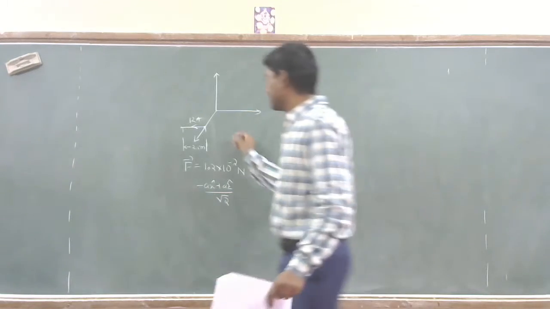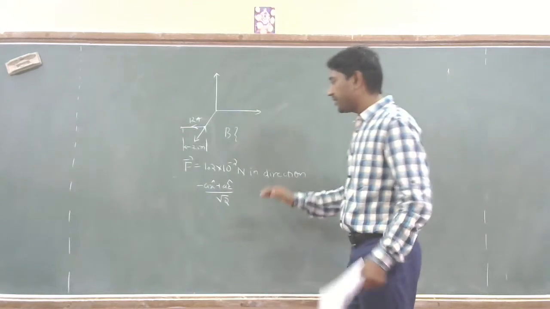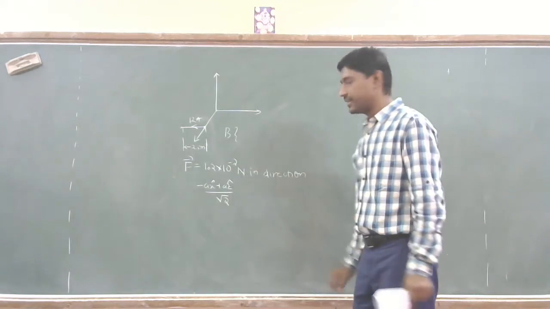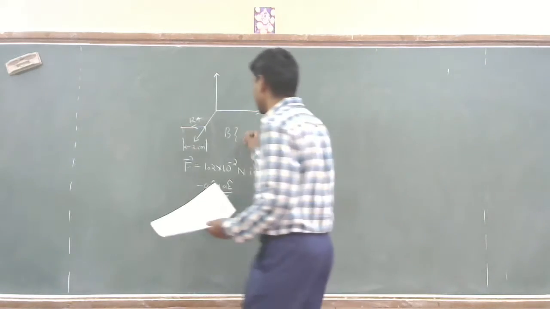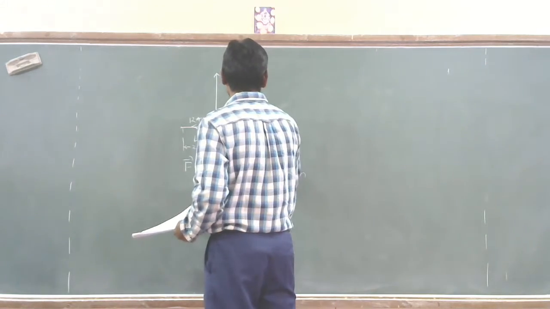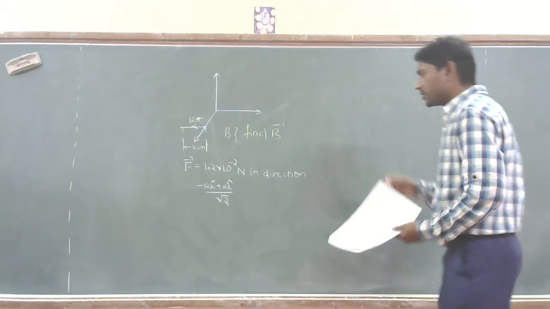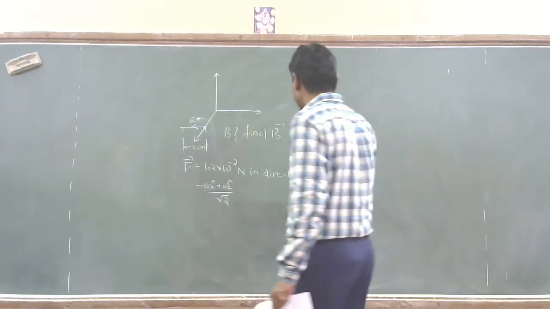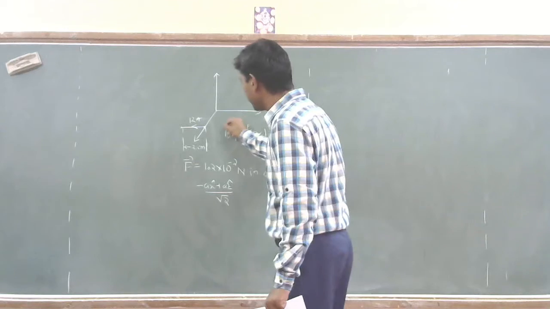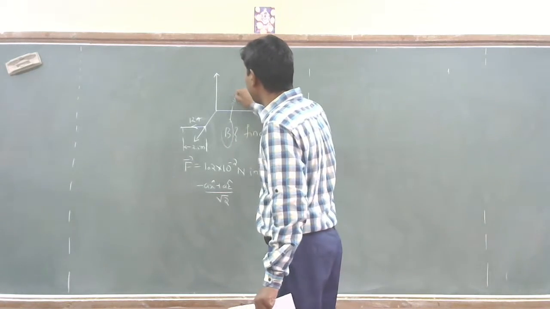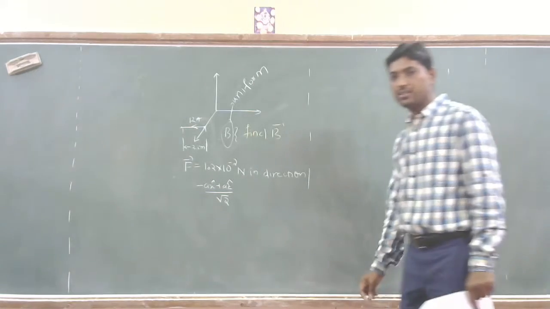Okay, here the B field is unknown. They have given the force on this particular conductor as this much, and the question is we need to find this B field. Okay, so it's quite simple. We know that the force on the filament, and it is being mentioned that the B field is uniform.